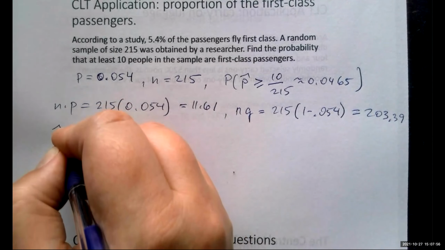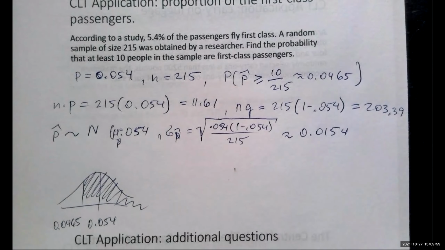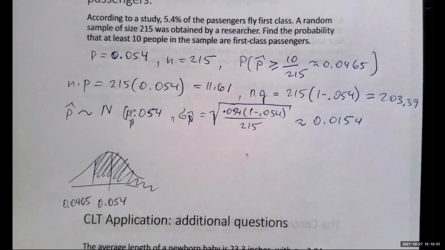Okay, and let's find the probability. So, normal distribution with mean 0.054, and 0.0465 is on this side. We're looking for the probability that a sample will have more than 10 or at least 10 first class passengers. Let's use our technology again.